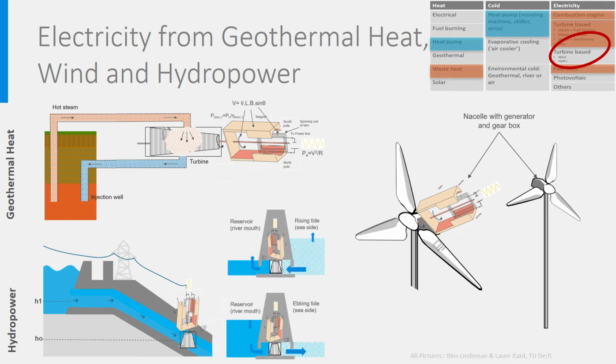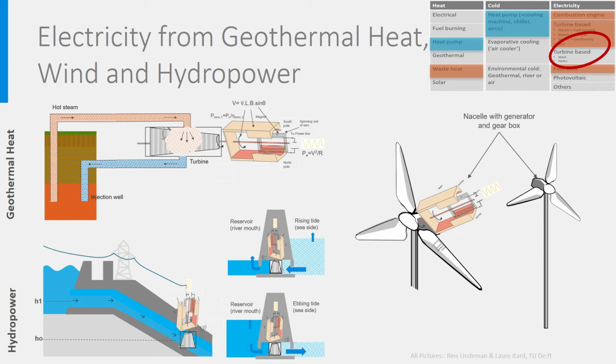Tidal plants are working the same way, except that the direction of the water flow is changing with the tides. The maximum power that can be extracted is the potential energy of the water flow rate falling from height h1 to height h0. The overall efficiency of the turbine plus generator is high, around 95% for large plants and 80 to 85% for smaller ones.